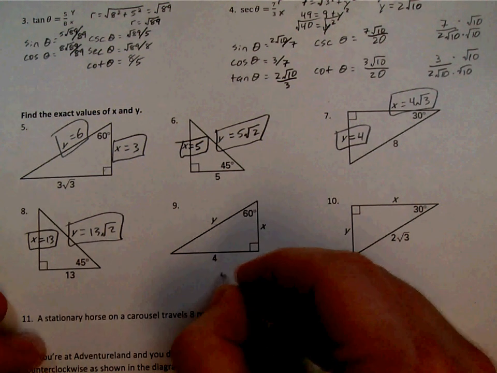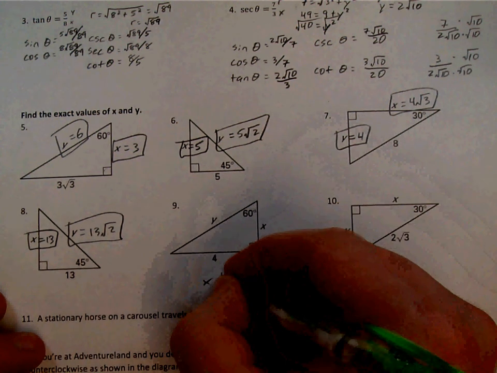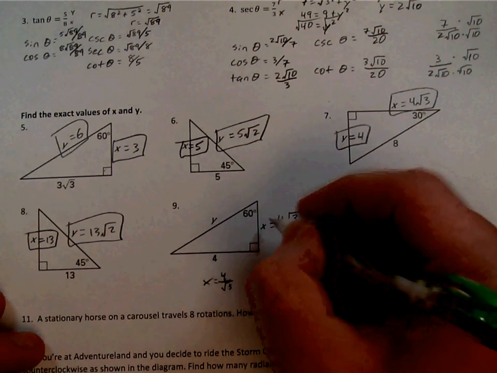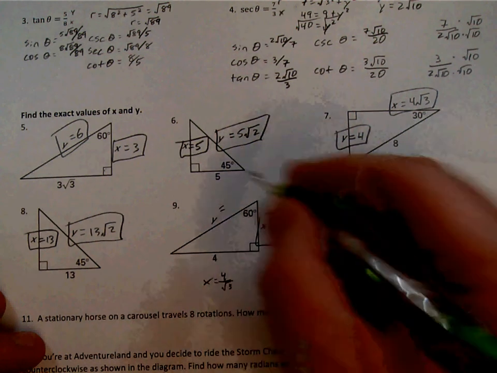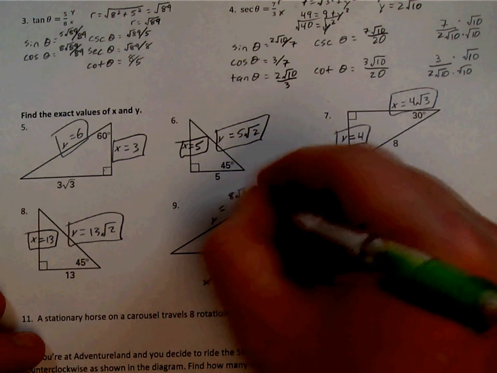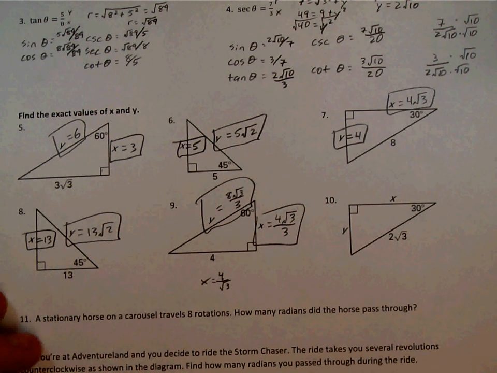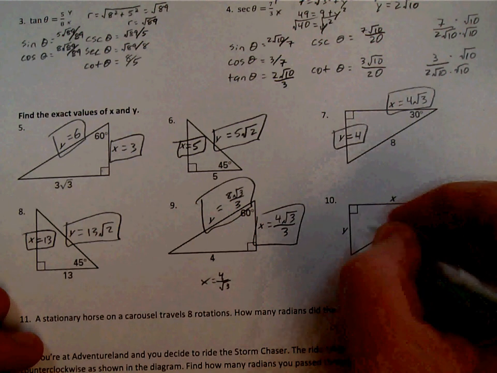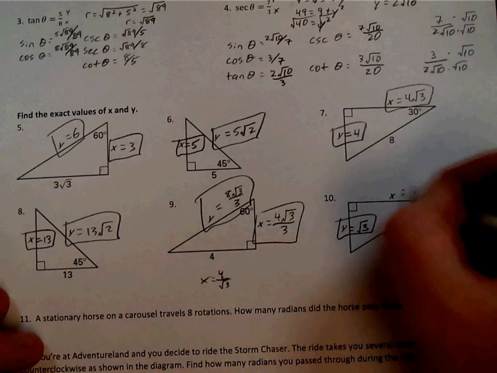Okay, and this one I've got to work backwards by dividing by square root of 3 to figure out what x is, so I've got to rationalize it. So I get 4 square root of 3 over 3. And y is double that, so multiply the numerator by 2, so 8 square root of 3, still over 3. Number 10, y is going to be half of the hypotenuse, so just square root of 3. And then to get the long leg, multiply that by square root of 3, so we just get 3.